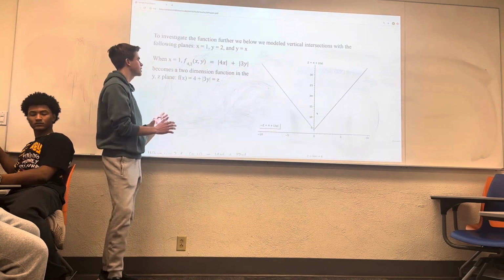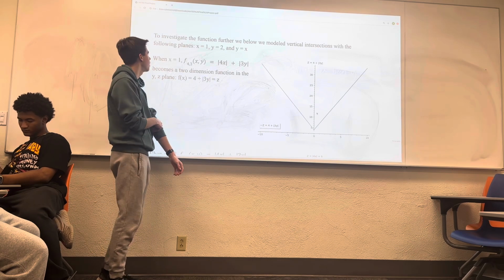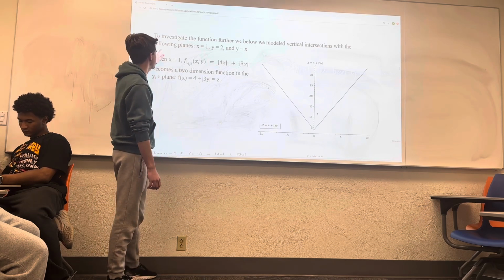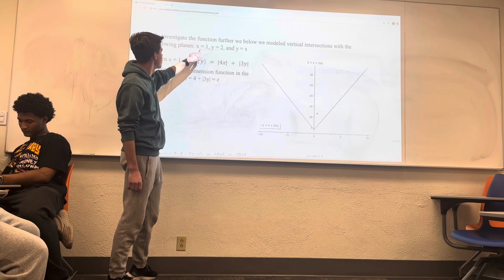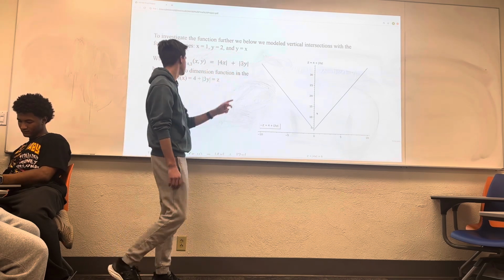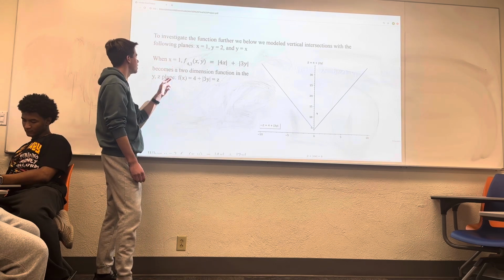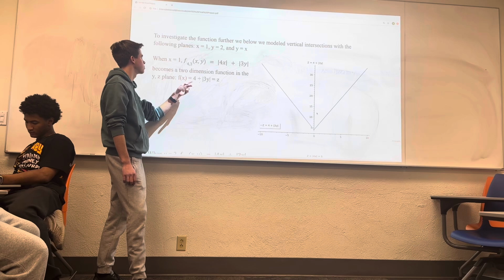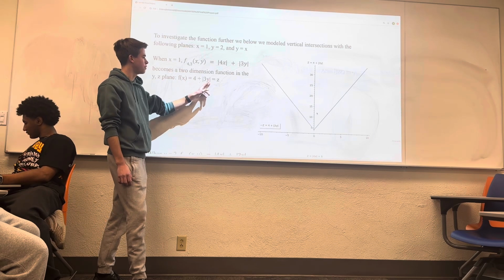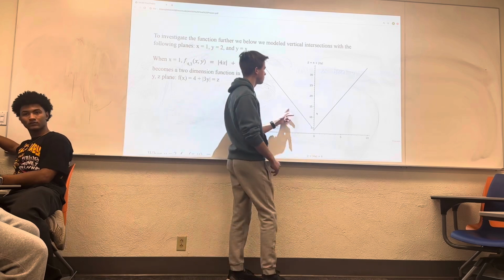Now, to investigate it a little further, we're going to take a vertical cross-section, and look at how our function intersects with different planes. We've got ones parallel to different axes, and this one isn't parallel to any axes. First, we've got x equals 1. When you plug that in, you end up with f equals 4 plus the absolute value of 3y, and that's going to equal z. As you can see, we get this nice absolute value pattern.